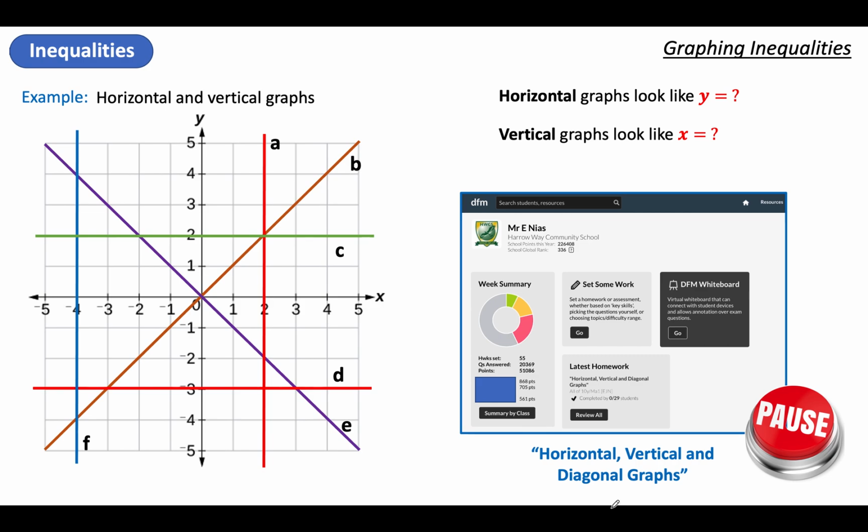Okay, off to Dr Frost with you. There's just a few questions to do in there. I can't remember how many there are, but there's just a few. Identify the graphs and write them in. Do all of them, please. Make sure you get them right. You can always redo them. And then come back and see the rest of the video. So pause it for now, go do Dr Frost, and then come back.